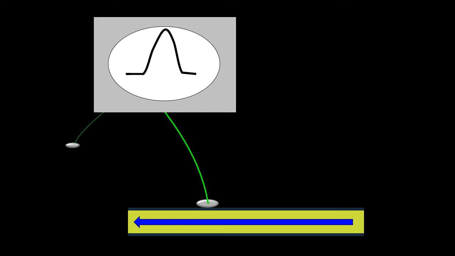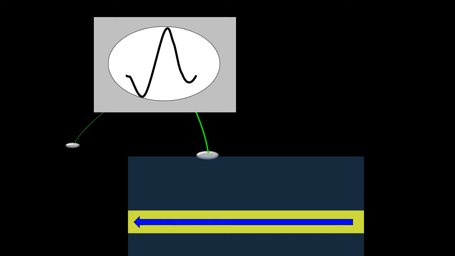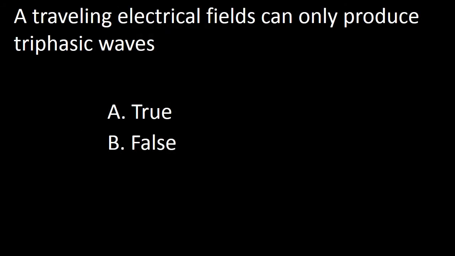And as you can see, it has produced a monopolar wave. In this new frame, the volume of distribution is larger, and now the wave created is a biphasic wave. In this new frame, the volume of distribution is even larger, and the wave generated is represented by a triphasic wave. So the answer to this question is false.